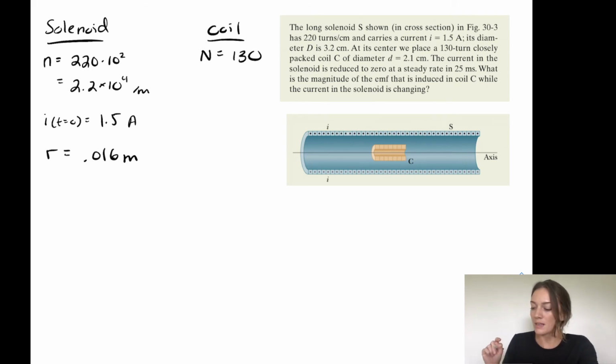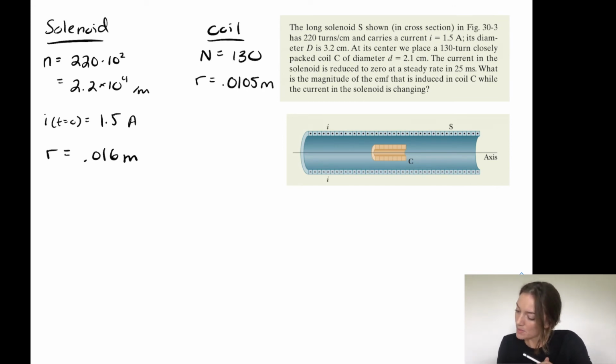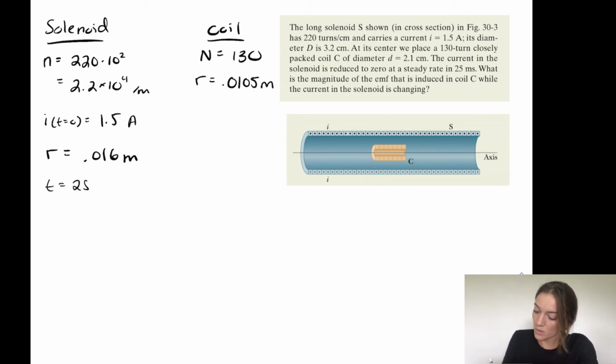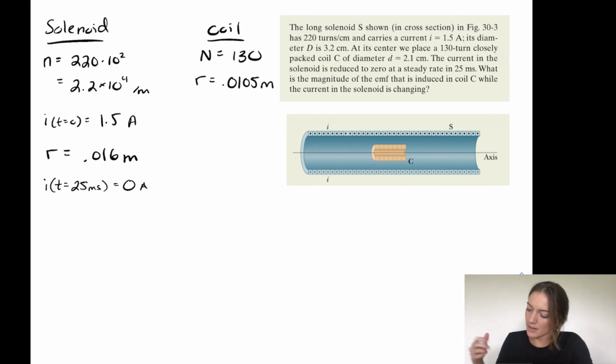So that means its radius is 1.05 centimeters, which means it is 0.0105 meters. Okay, the current in the solenoid is reduced to 0 at a steady rate in 25 milliseconds. So I'll say the current at time t equal to 25 milliseconds is equal to 0 amps. All right, so the current in our outer solenoid is decreasing.